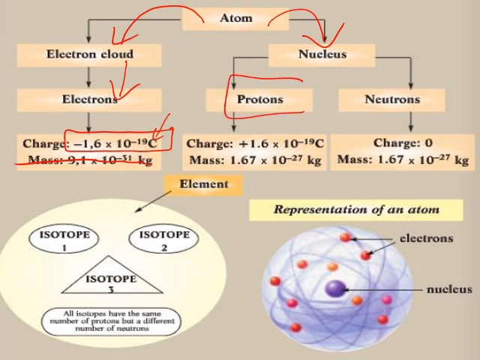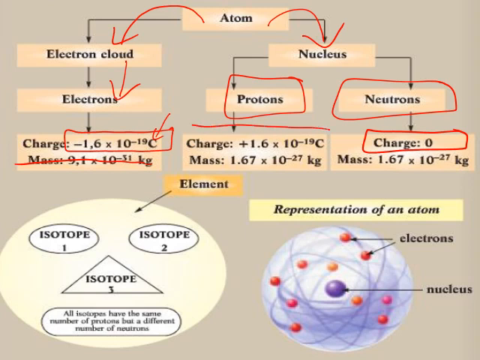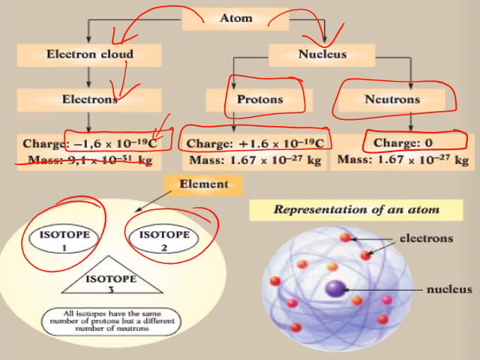The nucleus contains protons and neutrons. The charge of neutrons is 0. That's why they are called neutrons, meaning that they are neutral, while the protons are positively charged. Positively charged means that they have a positive charge, for example 1.6 times 10 to the power minus 19, while electrons are minus 1.6. We have to know isotopes. Isotopes have the same atomic number, the same Z, but different A.